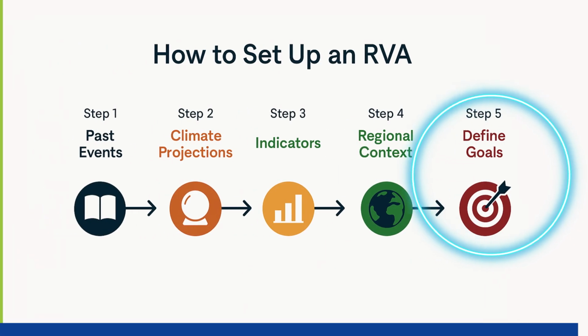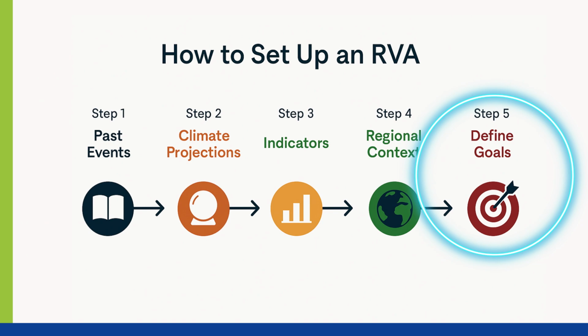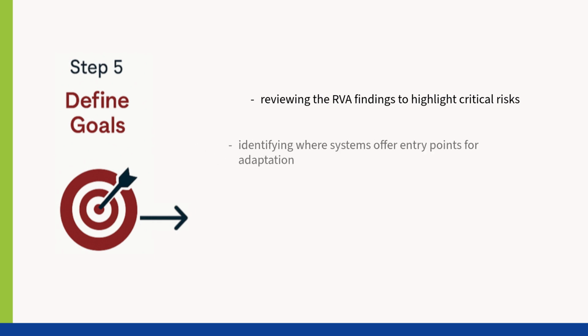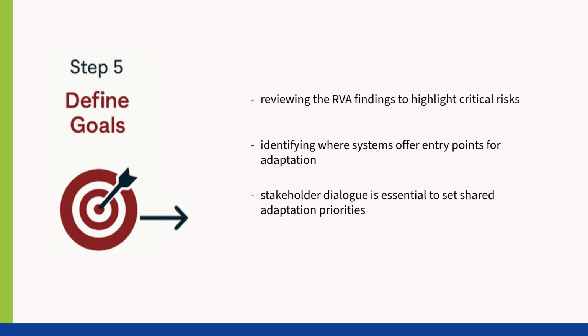Step 5 is identifying key adaptation concerns and objectives. Finally, cities prioritize where action is needed the most. This involves reviewing the RVA findings to highlight critical risks, especially those already occurring and projected to intensify at highest risk. And it's also about identifying where existing systems or capacities offer entry points for adaptation. Stakeholder dialogues are essential here to set shared adaptation priorities and develop realistic, locally tailored goals for resilience planning.